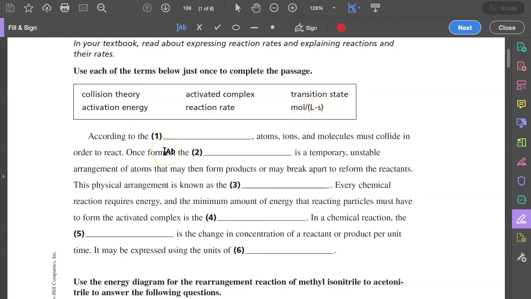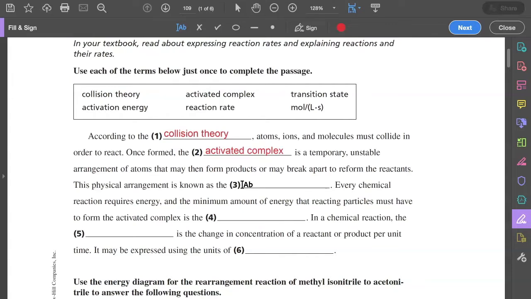According to the blank, atoms, ions, and molecules must collide in order to react. Right, that's collision theory, of course. Atoms, ions, and molecules must collide. Number 2, once formed, the blank is a temporary, unstable arrangement of atoms that may then form products or may break apart to reform the reactants. Sure, it's the activated complex. That's right. That is the temporary, unstable arrangement of atoms.